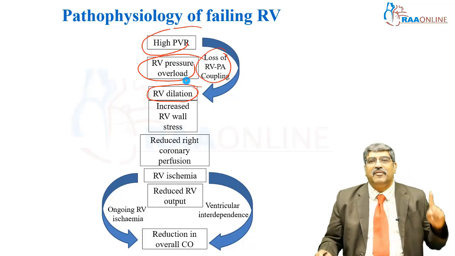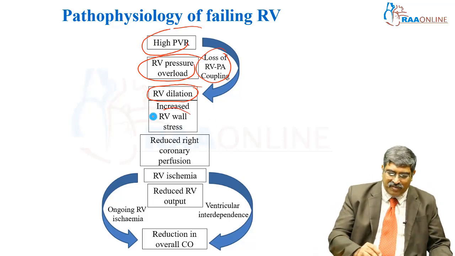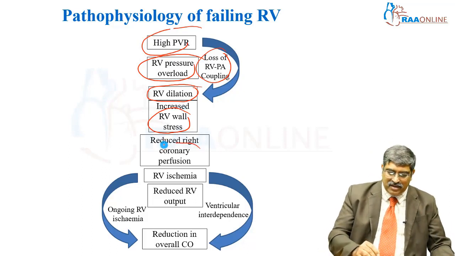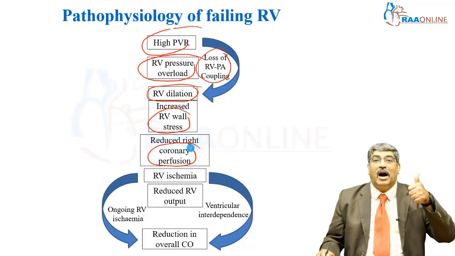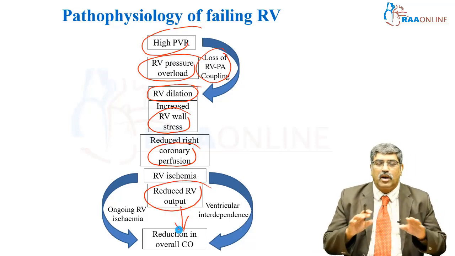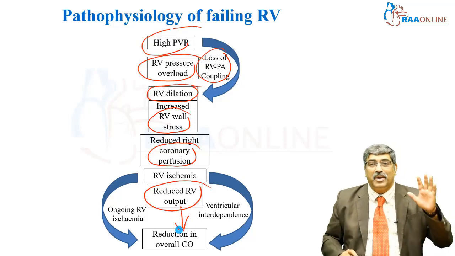As I said earlier, when the dilatation increases, the RV wall stress increases and the demand supply alters and there is reduced coronary perfusion, RV ischemia happens and RV output is reduced, which leads to reduced overall cardiac output. This is on the pressure side.